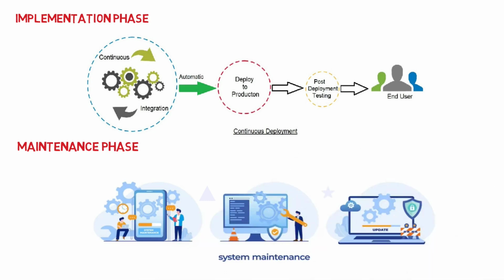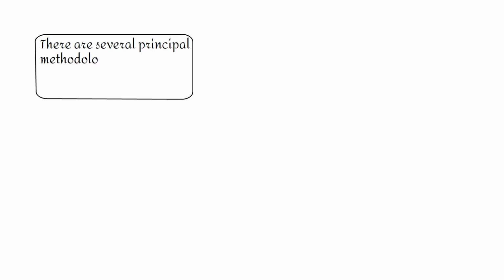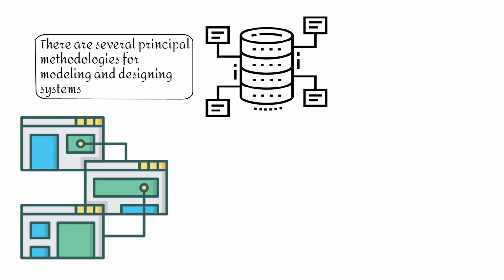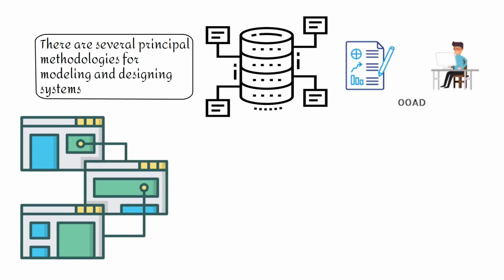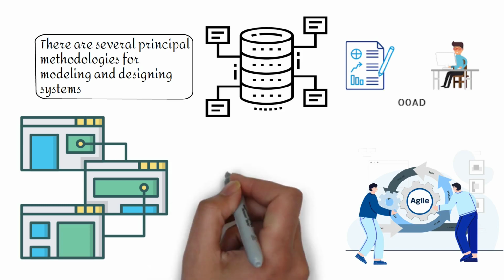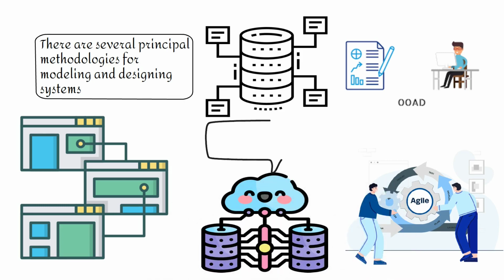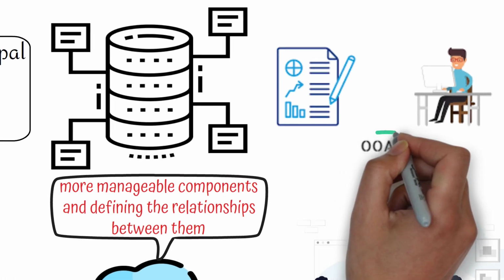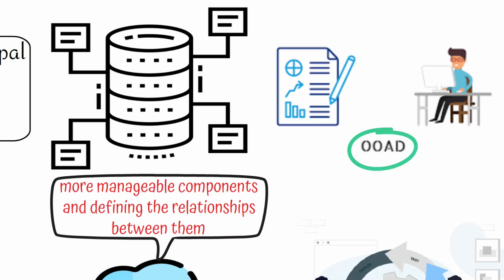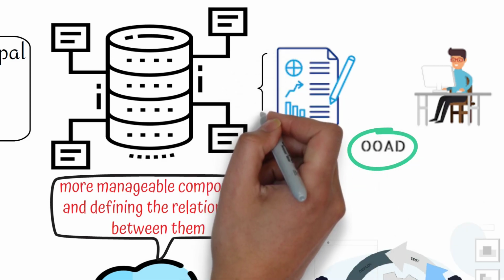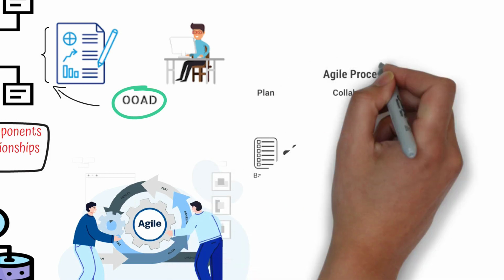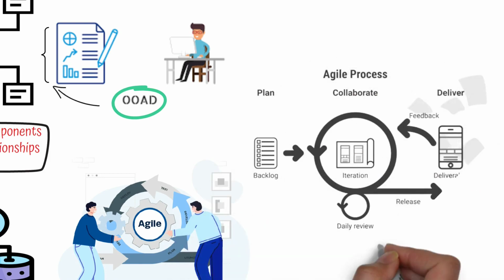There are several principal methodologies for modeling and designing systems, including structured analysis and design, object-oriented analysis and design, and agile development. Structured analysis and design involves breaking down the system into smaller, more manageable components and defining the relationships between them. Object-oriented analysis and design involves defining objects and their interactions with each other. Agile development is a more iterative approach that involves working closely with end users and adapting the system based on feedback.